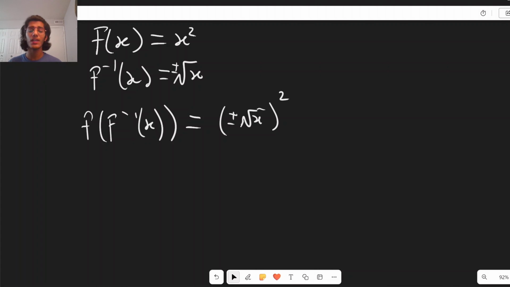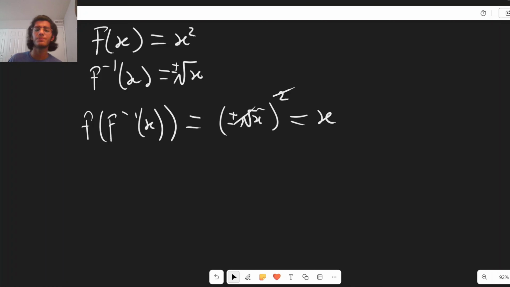Okay? Now, when you take the square of a square root, they cancel each other out. So this cancels out, and you just have x. And this will always happen if the inverse is the correct inverse of the original. So this is a way to prove that yes, this inverse is indeed the inverse of this function and not the inverse of some other function. Okay?